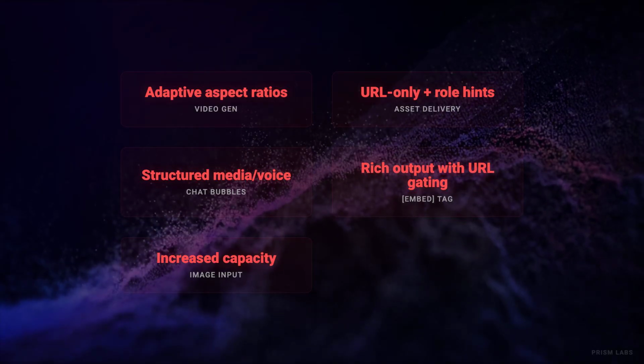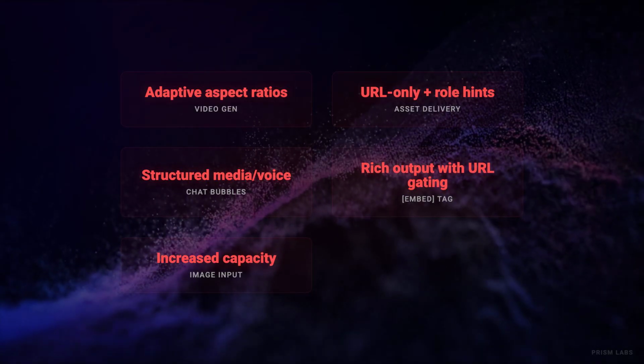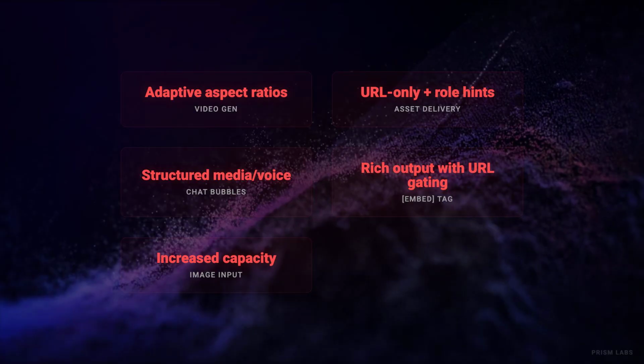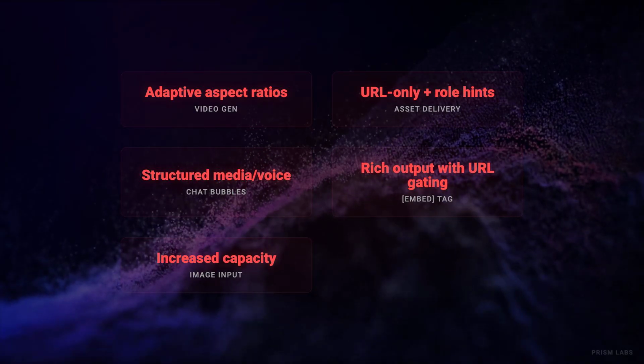The new Embed Rich Output tag lets the agent include external content with configurable URL gating for security, so the agent can embed content but administrators control which external sources are allowed.